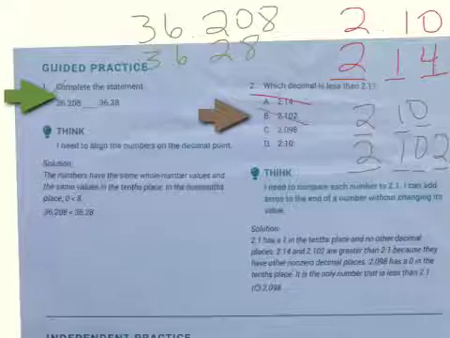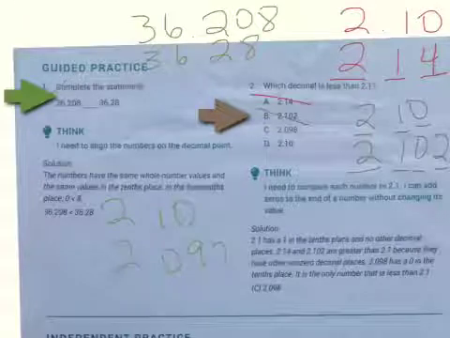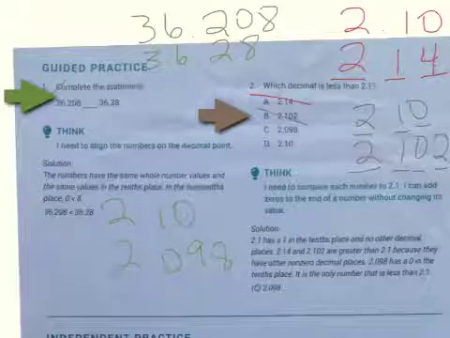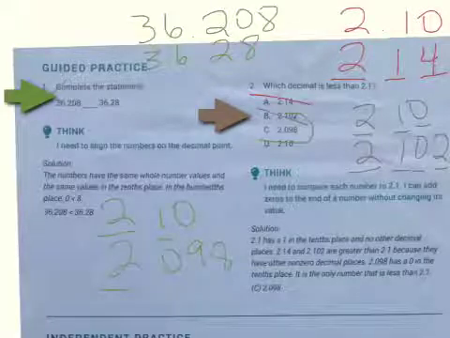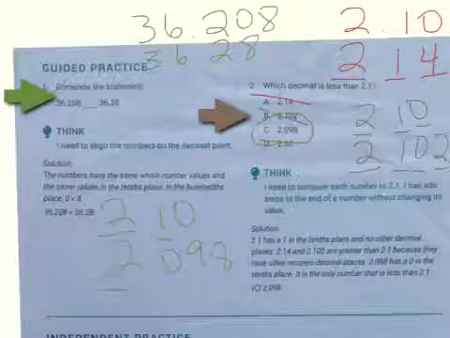So let's look at C. So let's write out C. I'm going to write it over here, 2.10 with 2.098. So we know when we compare, the 2's are the same, the 1 is actually going to be greater than. So then we know that 2.098 is less than.